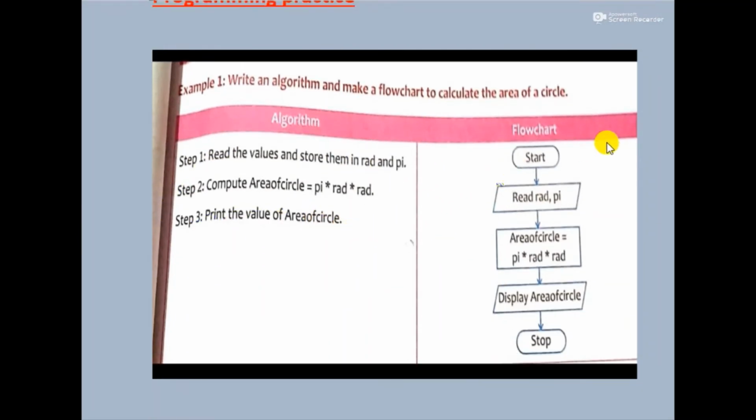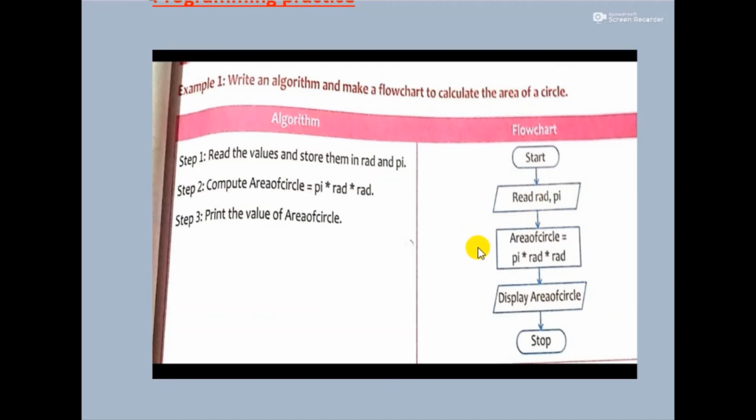Here we can observe, first of all, the first box is start, and the last box is stop. The next one is the input box, and this input box is used for writing the information of inputs. Here we have two inputs, which are radius and the value of pi. That's why we are using the rad variable and the pi variable to store the values of radius and pi.